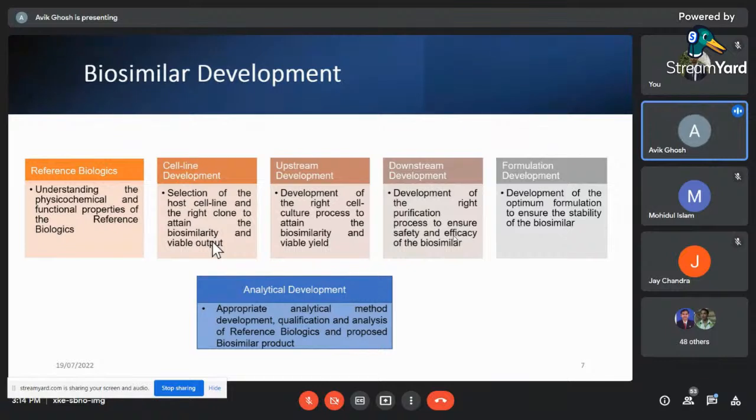So this is, in a nutshell, the different functions involved in biosimilar development. Then I'll go one by one, in a little more detail, into each of the functions.